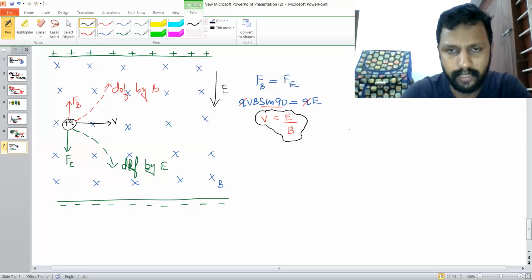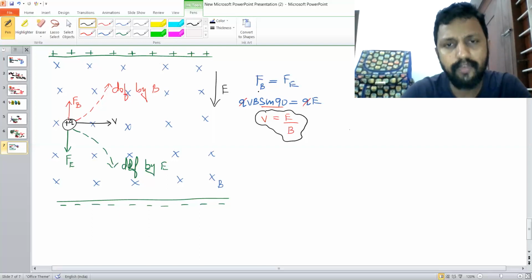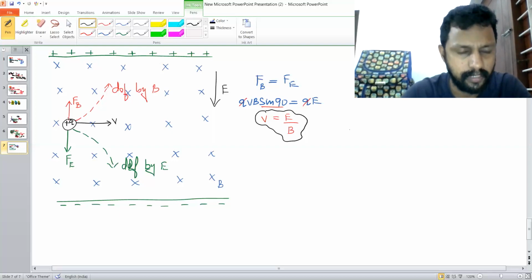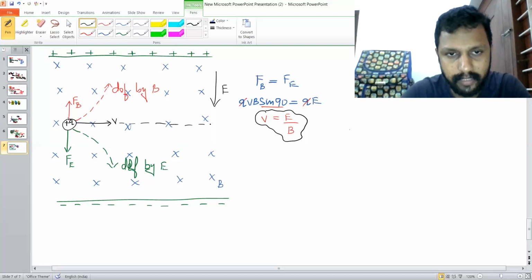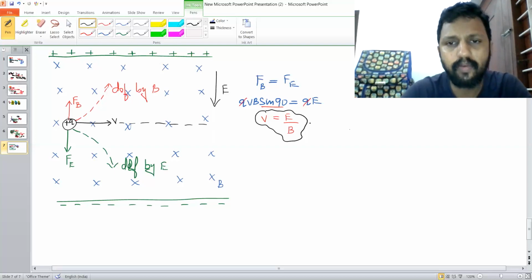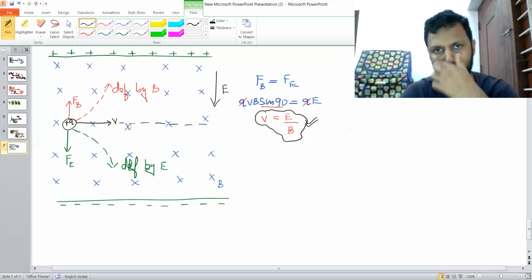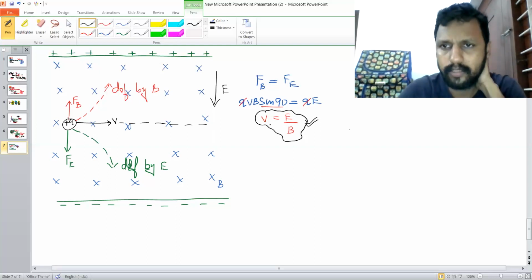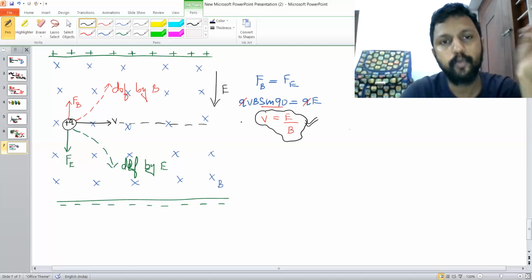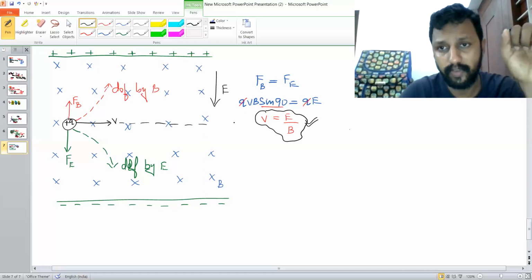Let's analyze the situation again. If the velocity becomes equal to E by B, FB will be equal to FE, and in that situation the net force acting over the charged particle is 0. Therefore, the charged particle will move without any deviation, that is, it will move with that velocity V in this direction itself. This velocity is called the velocity selector. It is the velocity with which a charged particle will move undeviated if a mutually perpendicular electric and magnetic field is applied.